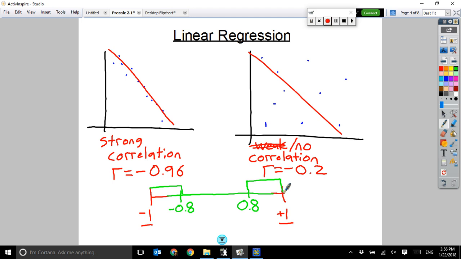If I'm on that range, we call that strong correlation.